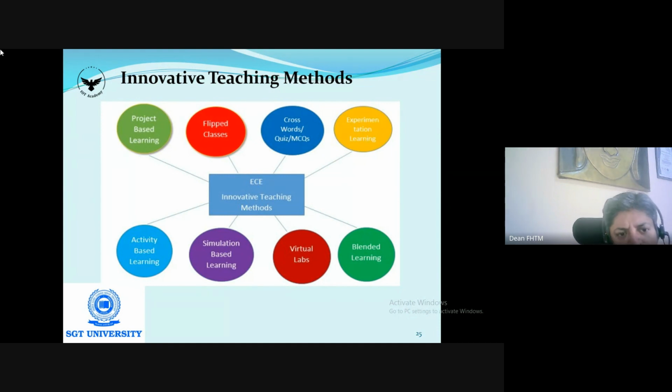You can ask students to create quizzes, MCQs, crosswords, experimentation learning, innovative experiences. You can have activity based simulation, virtual labs. You can have a blend of any of these, and these are just some of the thoughts. You can have your own innovation and your own method, which is, as long as it is involved and it is effective, I am open to any method.